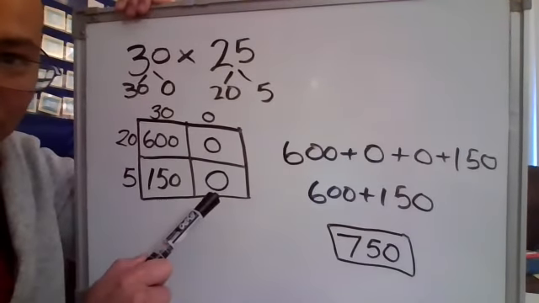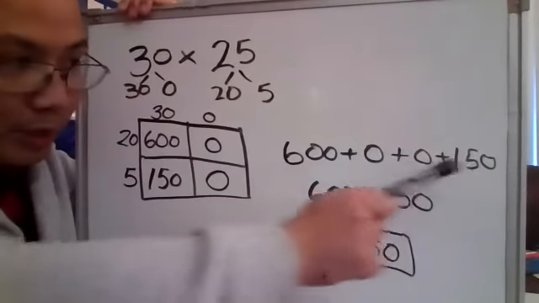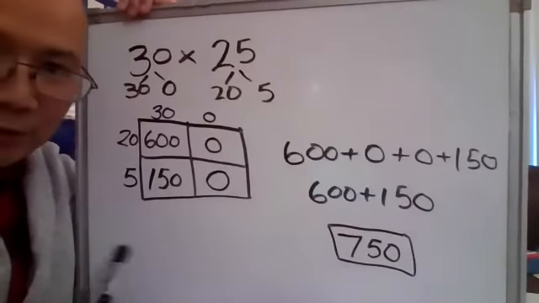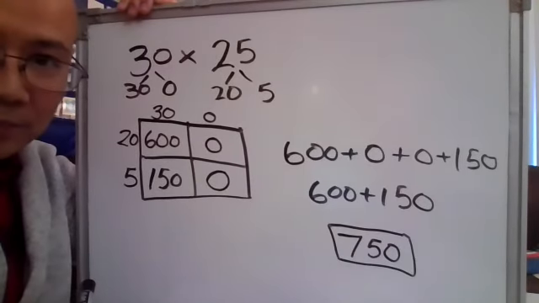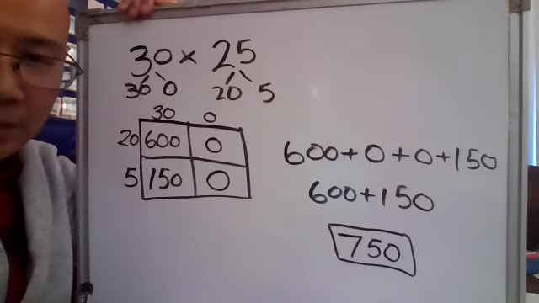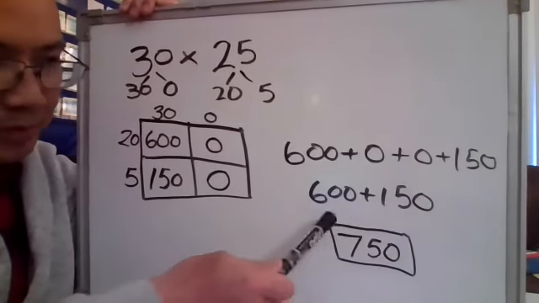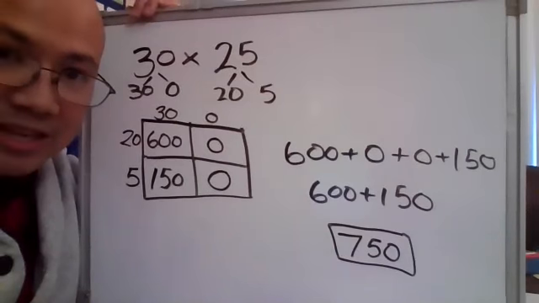Now I'm going to add all my numbers, bring them together. 600 plus 150 is 750. And yes, you may use your calculator to double check. You may use a number line, but in this case, you don't have to, because if you just add, you can add this way, but it's okay to use any technique. Okay, let's see if there's any question.